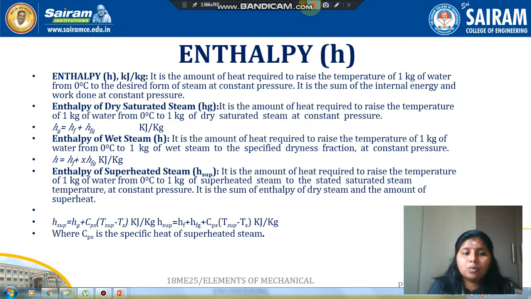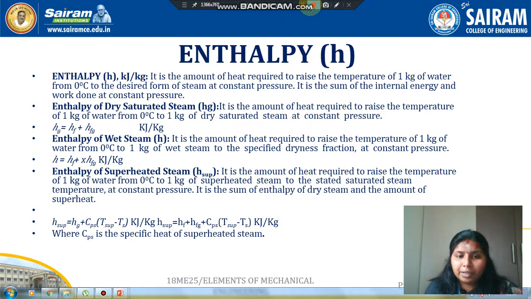Next one is enthalpy of a wet steam, that is H. It is the amount of heat required to raise the temperature of 1 kg of water from 0 degrees Celsius to 1 kg of wet steam of the specified dryness fraction at a constant pressure. So H is equal to Hf plus x into Hfg, that is kilojoule per kg.